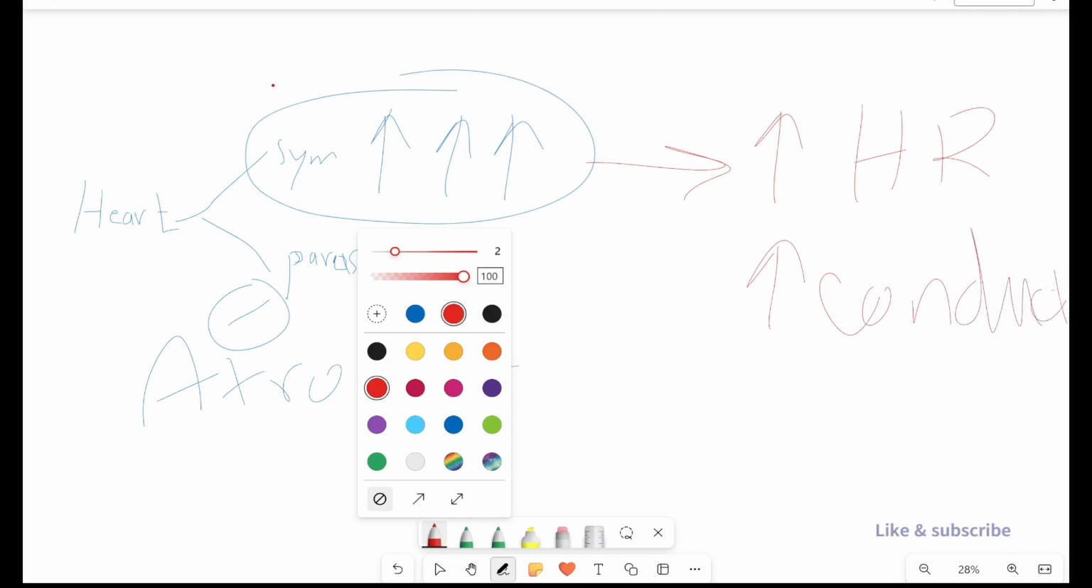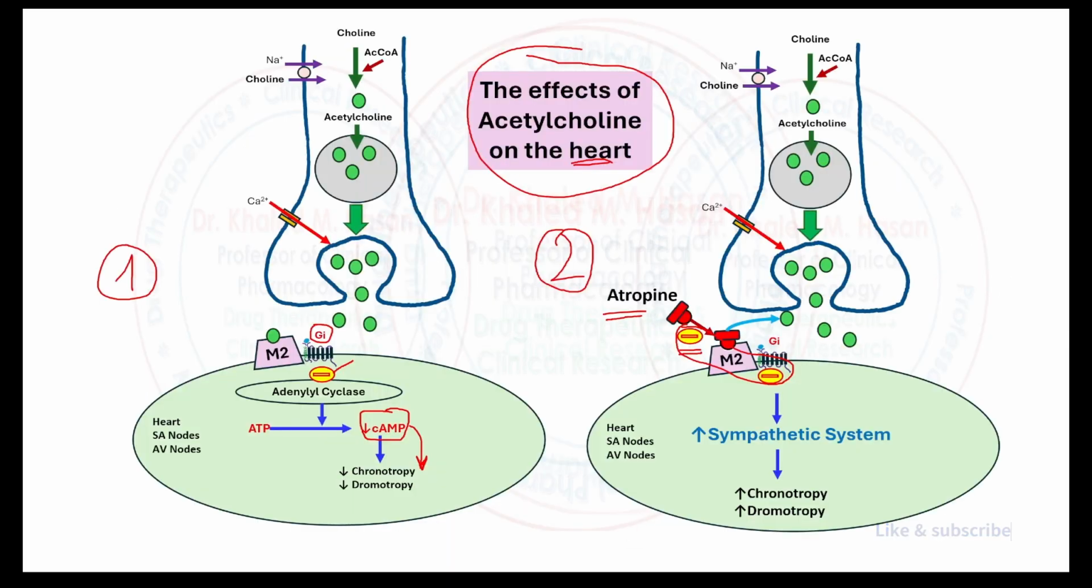Okay, this will explain what happened there. So if you go back to the slide again, you can see here, when you have this issue here, atropine blocks the muscarinic receptor, blocks acetylcholine, and the result will be increased compensatory activation of the sympathetic system. This will lead to increased chronotropy and dromotropy. That means increased heart rate and increased conductancy. Okay, this is the first explanation for the atropine effect on the heart. Very important effect we need to remember and address. Moving to the next slide.